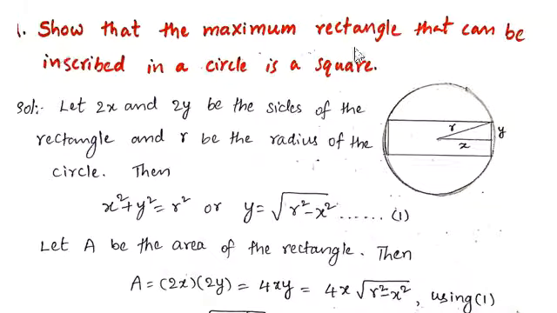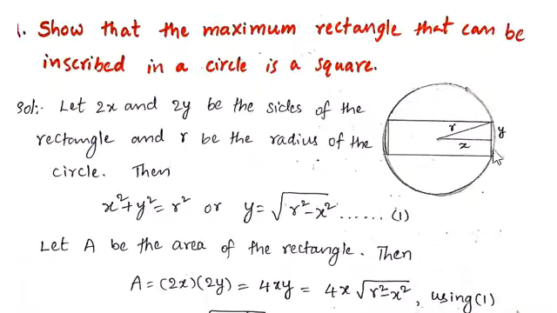Show that the maximum rectangle that can be inscribed in a circle is a square. Let the sides of the rectangle be 2x and 2y, and let r be the radius of the circle.